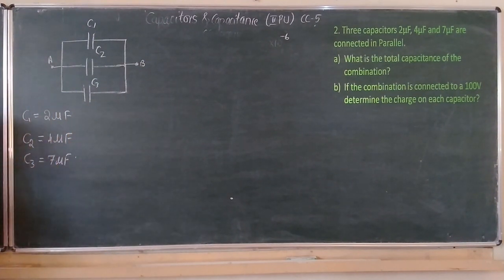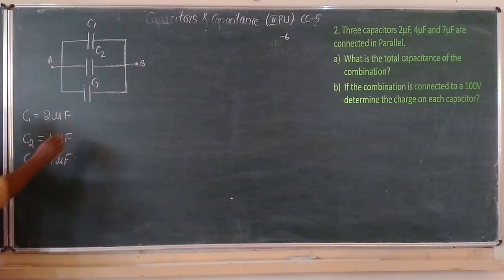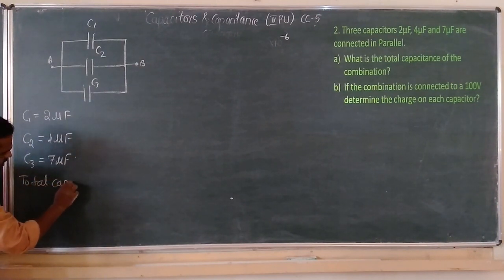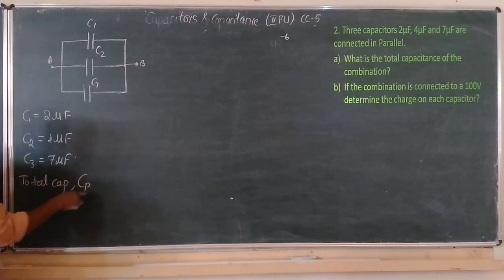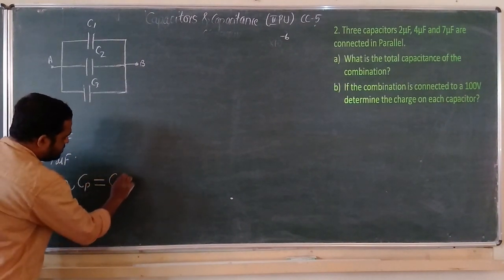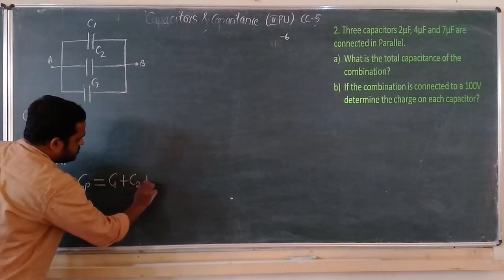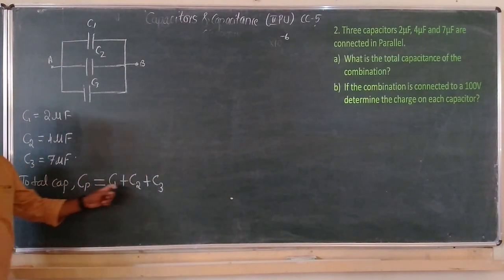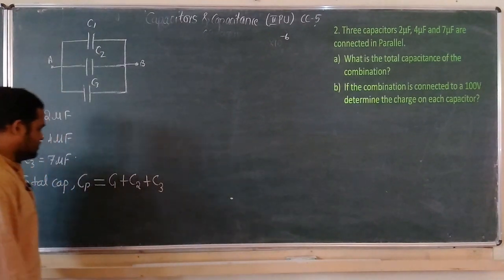So these are the three capacitors which are connected in parallel. Therefore, the effective capacitance or total capacitance of the combination, CP, where P stands for parallel, is given by the formula: simply add the capacitance values. CP is equal to C1 plus C2 plus C3.